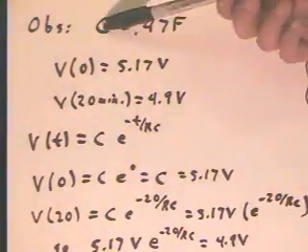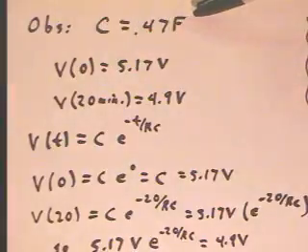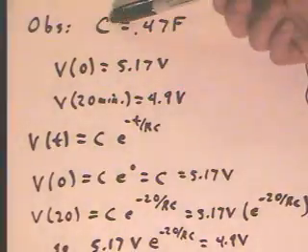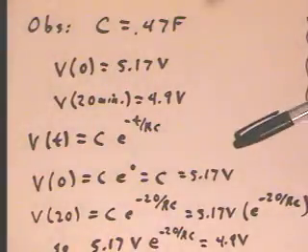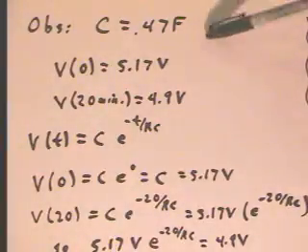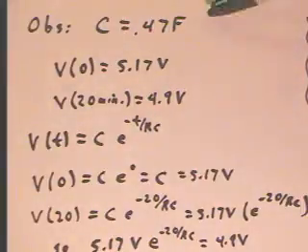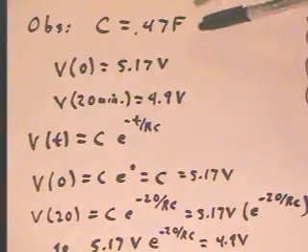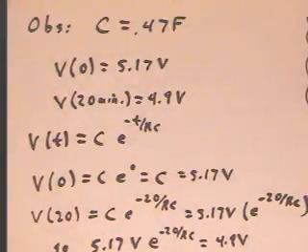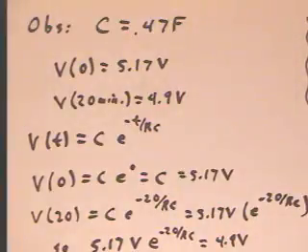We observed a capacitor with a capacitance C of 0.47 farads. Remember, capacitance is charge divided by voltage, Q over V. So that's 0.47 farads. Q is in coulombs, V is in volts, so it's 0.47 coulombs per volt. This means that we're storing 0.47 coulombs of charge for every volt across the capacitor.